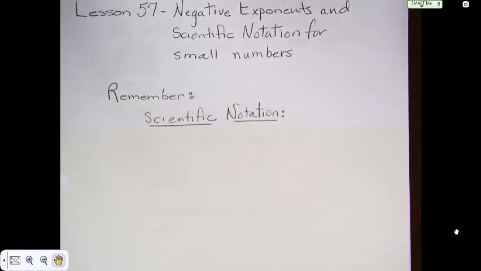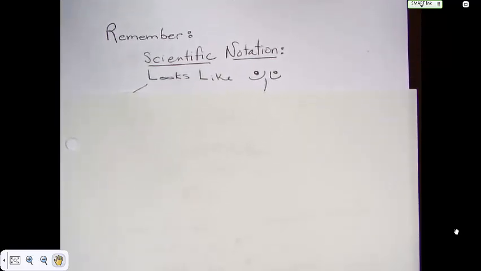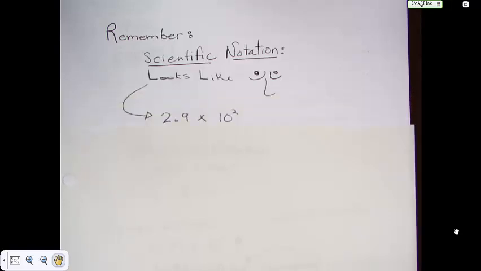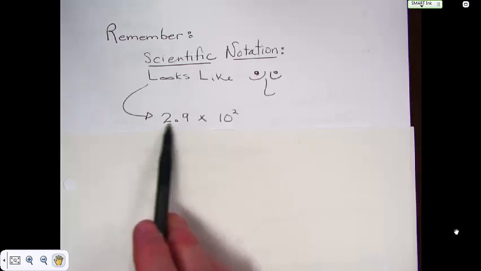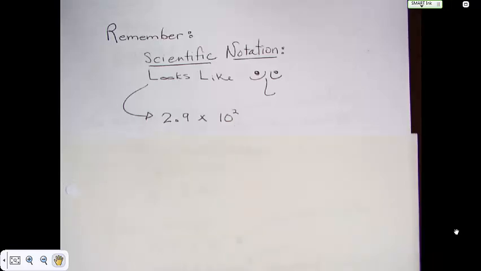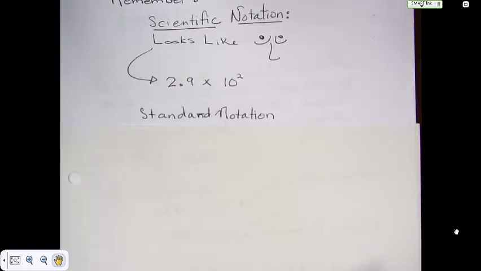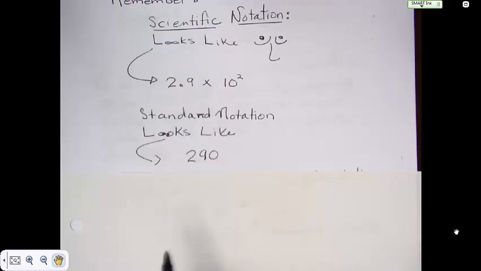We always start out with just a little bit of vocabulary, but today, instead of actually writing a definition, I'm going to show you. Scientific notation looks like a number like this. It's a decimal number with only one number to the left of the decimal, times 10 to some power. Now, we're also going to talk about something called standard notation. Standard notation looks like this. In other words, the standard way you would see the number on an everyday basis.